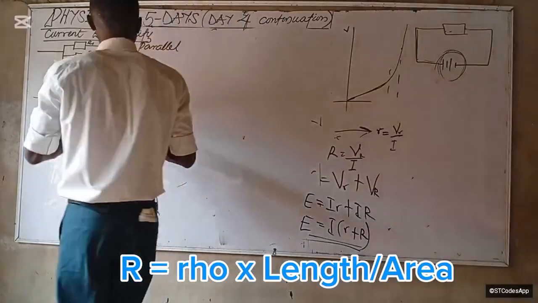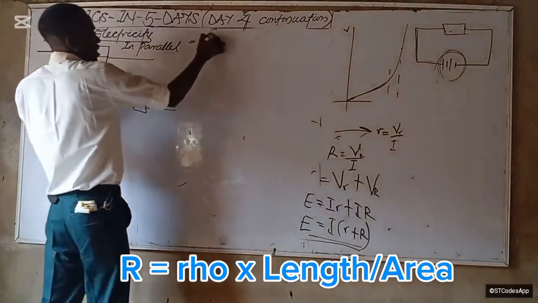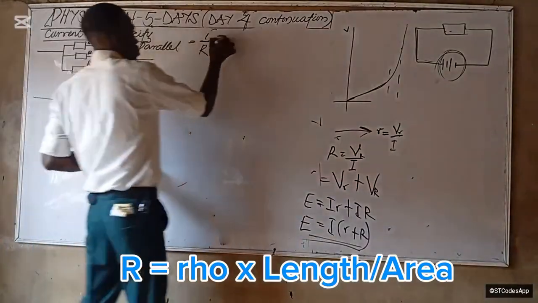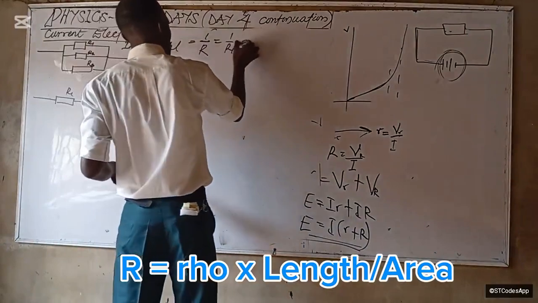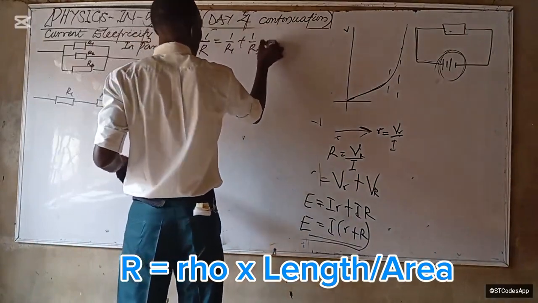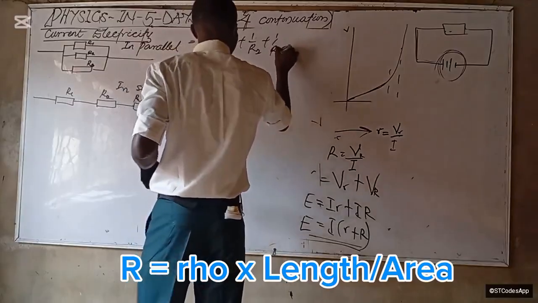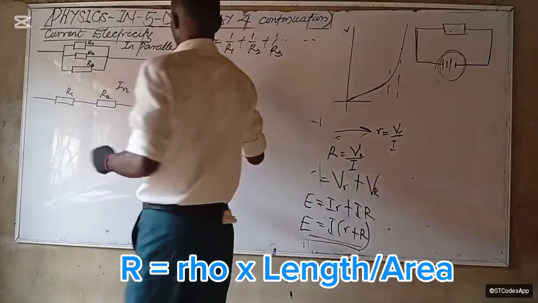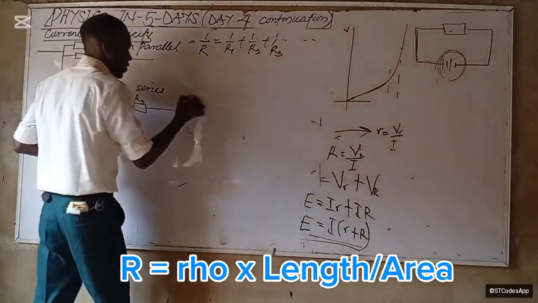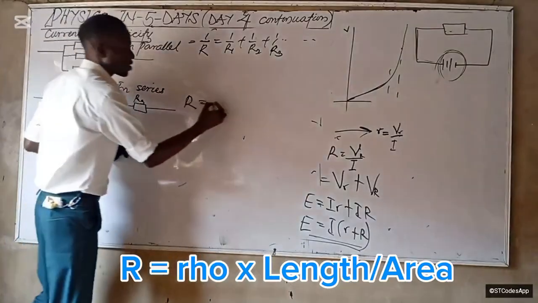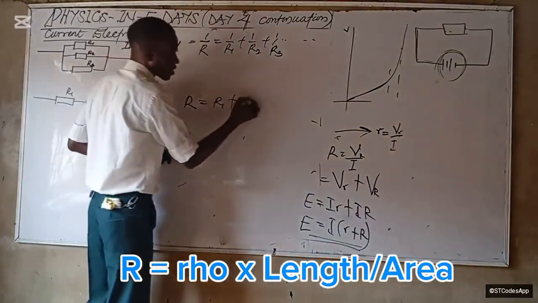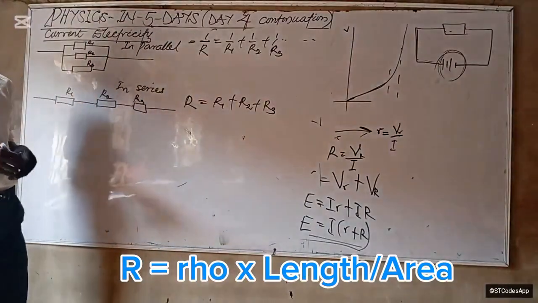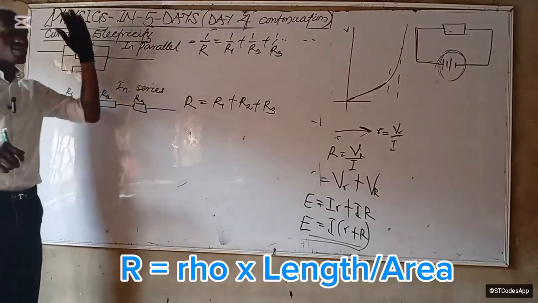Now look at this. In parallel, what are we going to have? The equivalent resistance is going to be what? 1 over R equal to what? 1 over R1 plus 1 over R2 plus 1 over R3, or up until whatever you have, just like we did with capacitors. Then for this one, our resistance here is going to be what? R1 plus R2 plus R3. Are you with me now? So which one is going to give us a higher value of resistance?